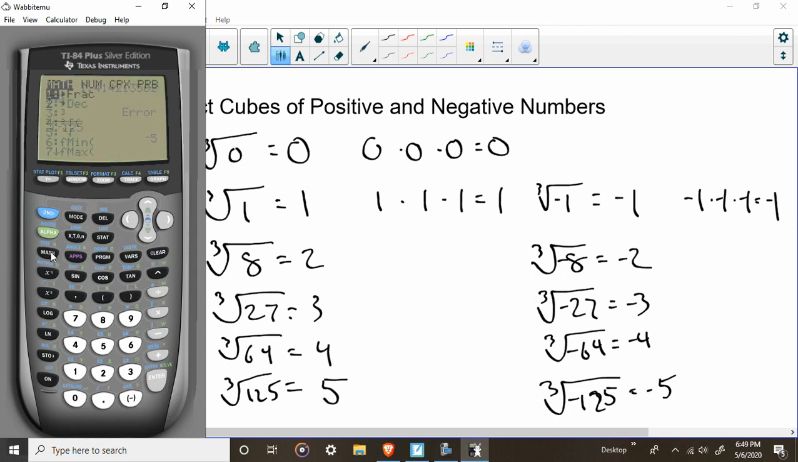So again, that's Math, and I'm going to go down here to number 4. You can either click down here and press Enter, or you can press the number 4. And if I say, what's the cube root of -10,000?